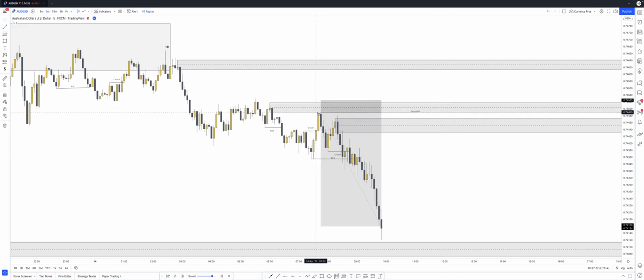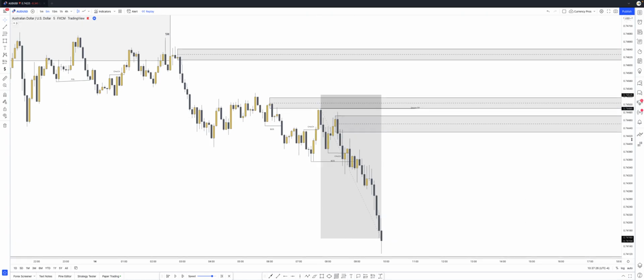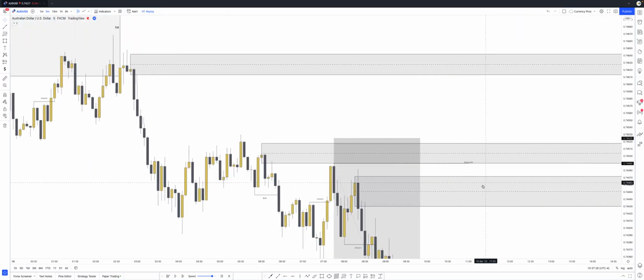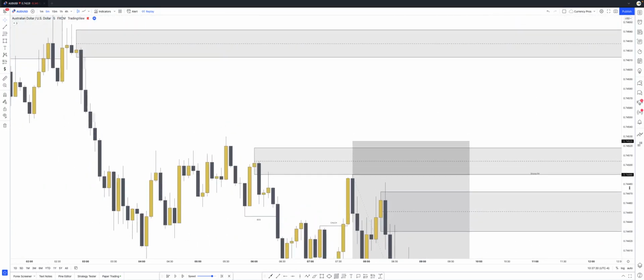That's got to be in like the top 3 precision trades that I've ever made. Like that's, if we just zoom in on that a bit, that is absolutely absurd. There was literally no drawdown.